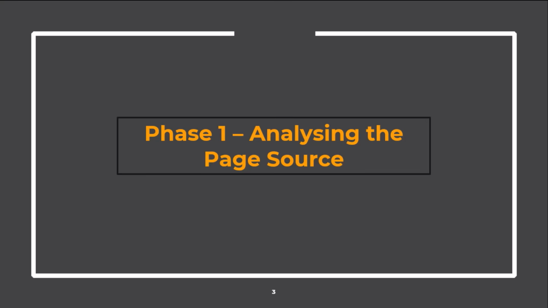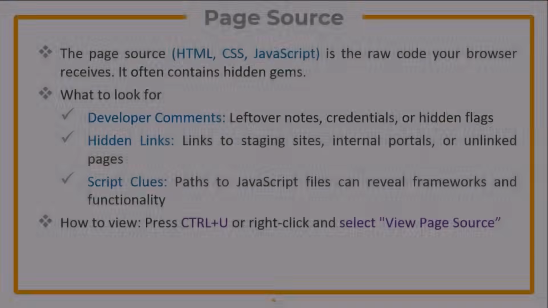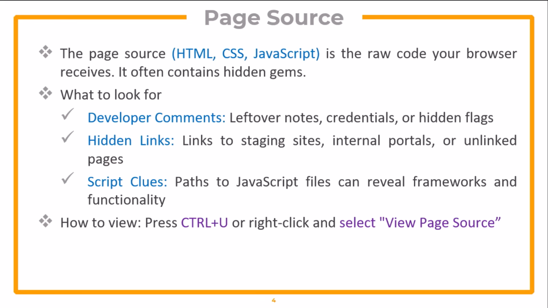Now, we will dig deeper into the manual web reconnaissance process to gather more information about our target. Let's start with the most basic but essential technique, looking at the page source. Our first phase is analyzing the page source. This is the raw HTML, CSS, and JavaScript code that the web server sends to your browser. While it's meant for the browser to read, it often contains hidden gems for an investigator.